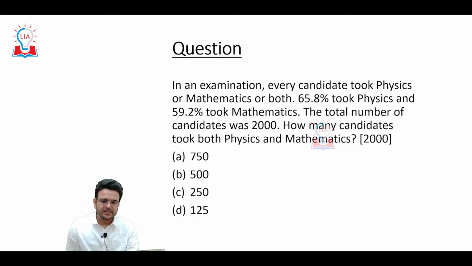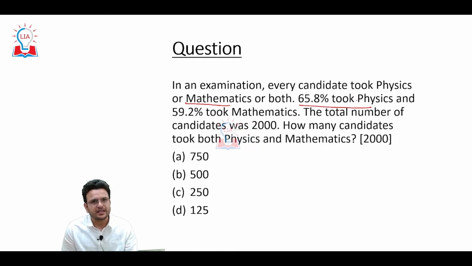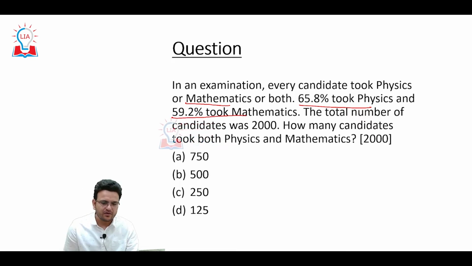In an examination every candidate took physics or mathematics or both. 65.8% took physics and 59.2% took mathematics. The total number of candidates was 2000. How many candidates took both physics and mathematics?